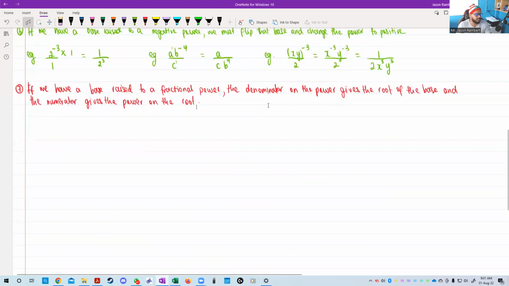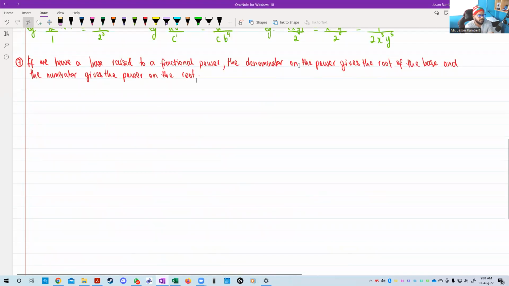All right, so law 7. If we have a base raised to a fractional power, the denominator on the power will give us the root, and the numerator gives us the power on the root. It could be on or inside the root, right? On or inside the root. So let me try it.